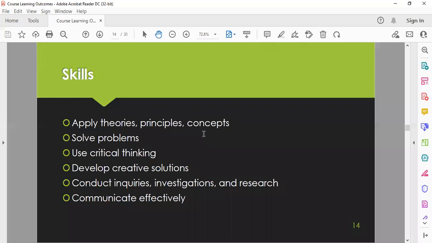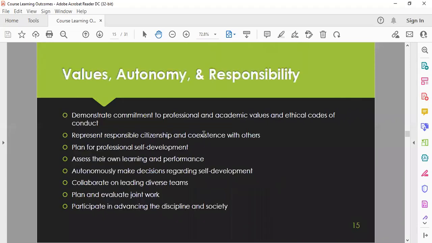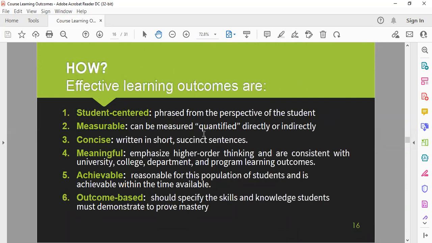So at the level of skills, we can talk about applying theories, solving problems, using critical thinking. I have already talked about this. Values, I don't have to repeat myself here. I have, I think, said enough about this. So now moving to the next point in the presentation, which is how we can develop our course learning outcomes.